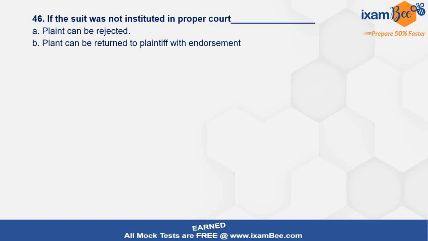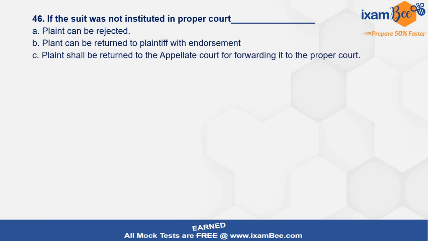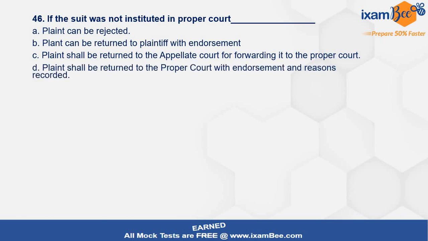Plaint can be returned to the plaintiff with endorsement. Plaint shall be returned to the appellate court for forwarding it to the proper court. Plaint shall be returned to the proper court with endorsement and reasons recorded. Plaint shall be rejected for lack of jurisdiction. Now this is a very beautifully drafted question. As you can see in the options, they are making the question confusing. So you have to read it very carefully and answer. It is easy, but the options are of such a nature that they give it a look that it is difficult, but actually the question is easy.